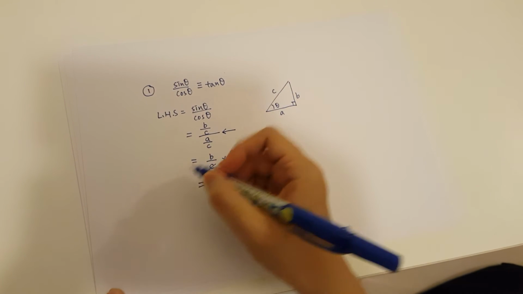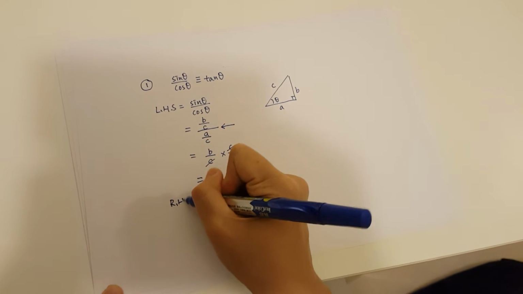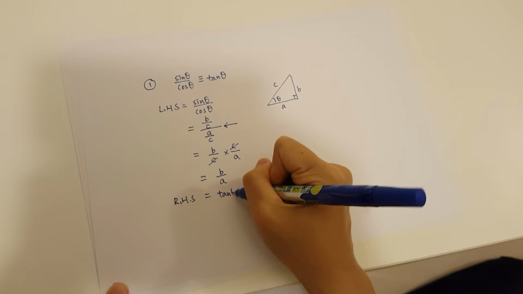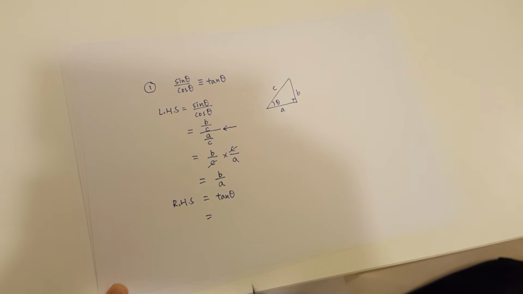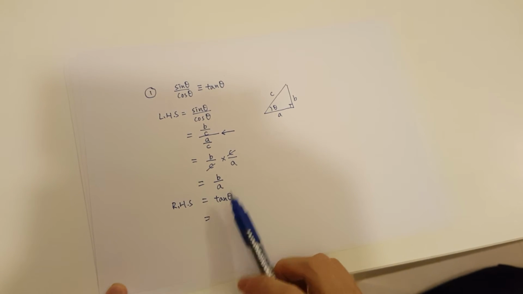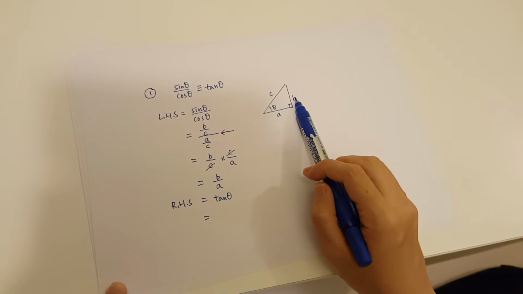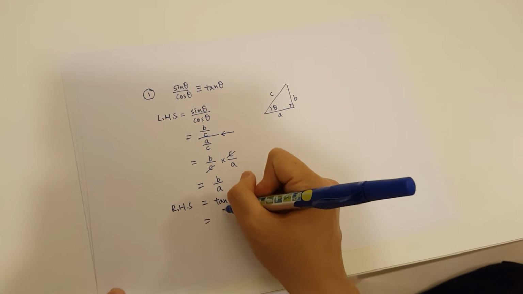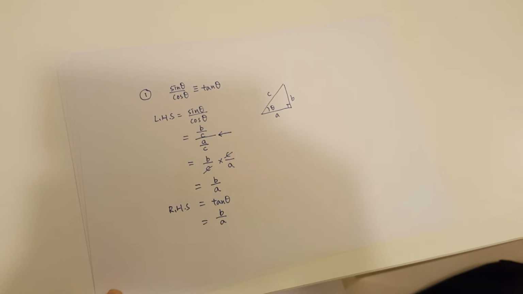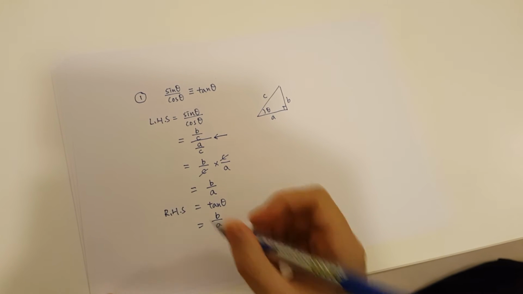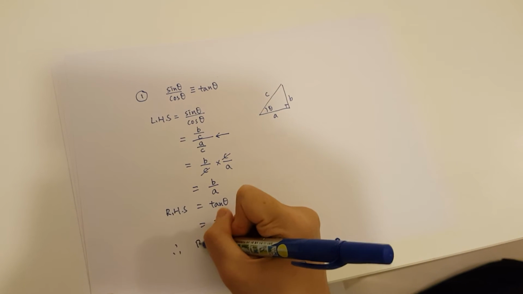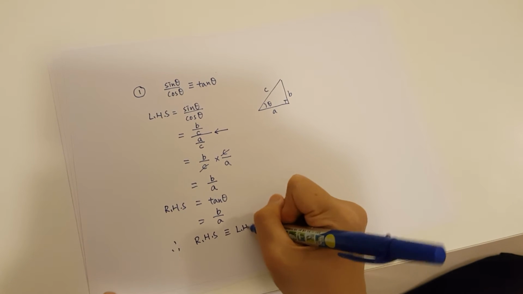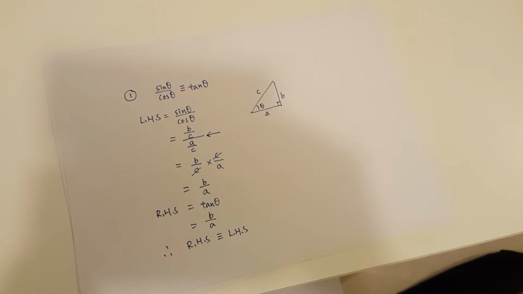And how about the right hand side? The right hand side is tangent theta. By using the definition, tangent theta is the opposite side over the adjacent side, that is b over a. Now we can show that the left hand side equals the right hand side. That means it is an identity. Okay?